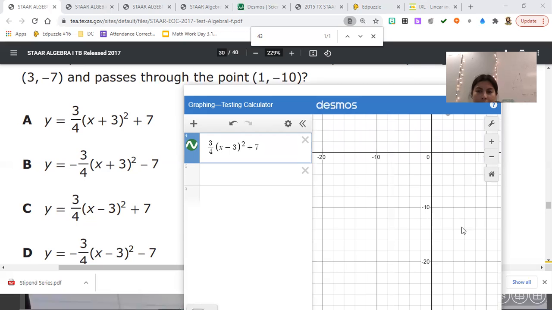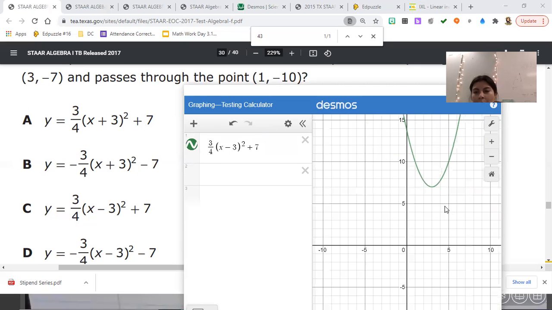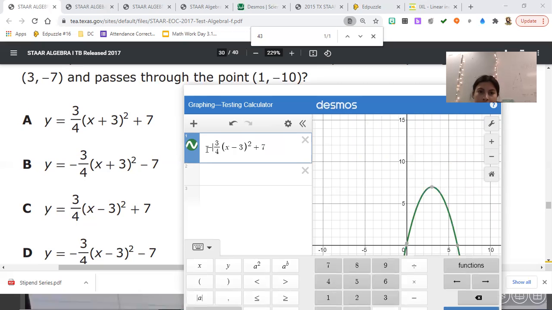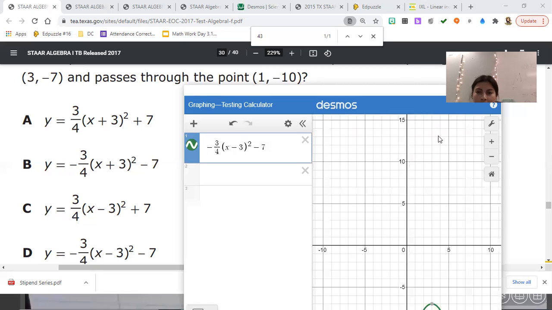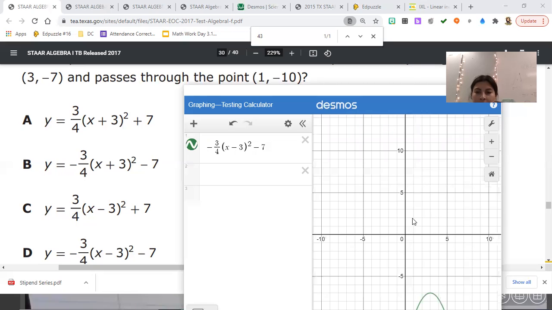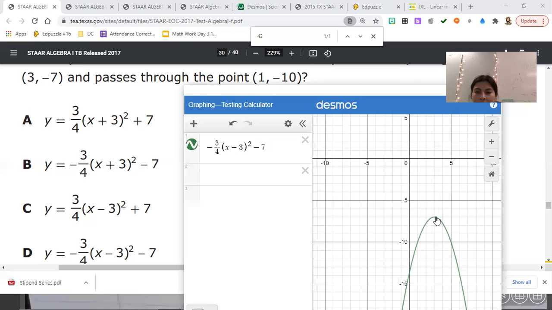Okay, there is my graph. If I'll just move it down. Come on. Okay, let me zoom in. What is the vertex? Let's see if you're right. It is 3, +7. Still not my answer. Let's type in the last one. And we see it down there. And there it is at 3, -7. So good job. Now, let's just say that you had 2 that had the same vertex.